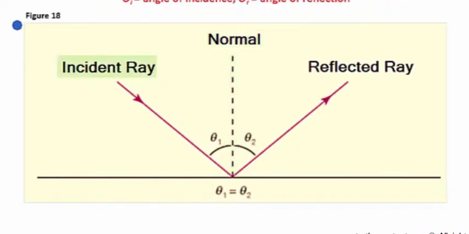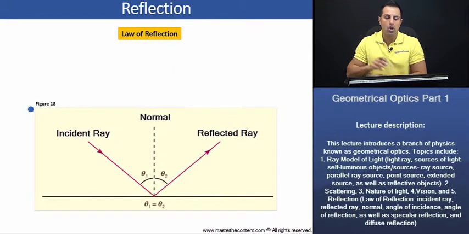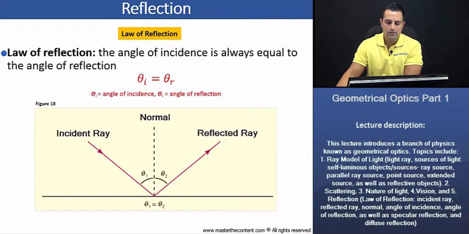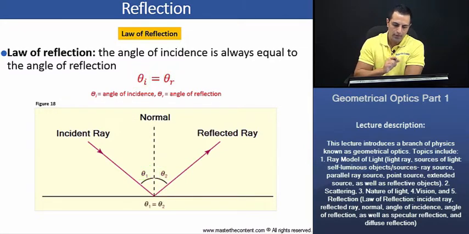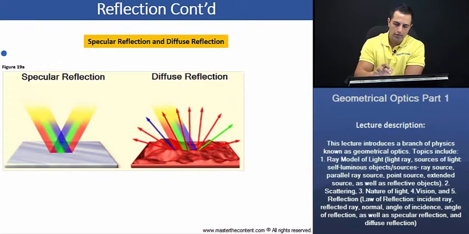Now, the angle between the incident ray and the normal is called the angle of incidence, and the angle between the reflected ray and the normal ray is called the angle of reflection. Experiment and electromagnetic theory demonstrate that the angle of incidence is the same as the angle of reflection. That is what is known as the law of reflection. The law of reflection is that the angle of incidence is always equal to the angle of reflection. Let's continue onto our next slide here.